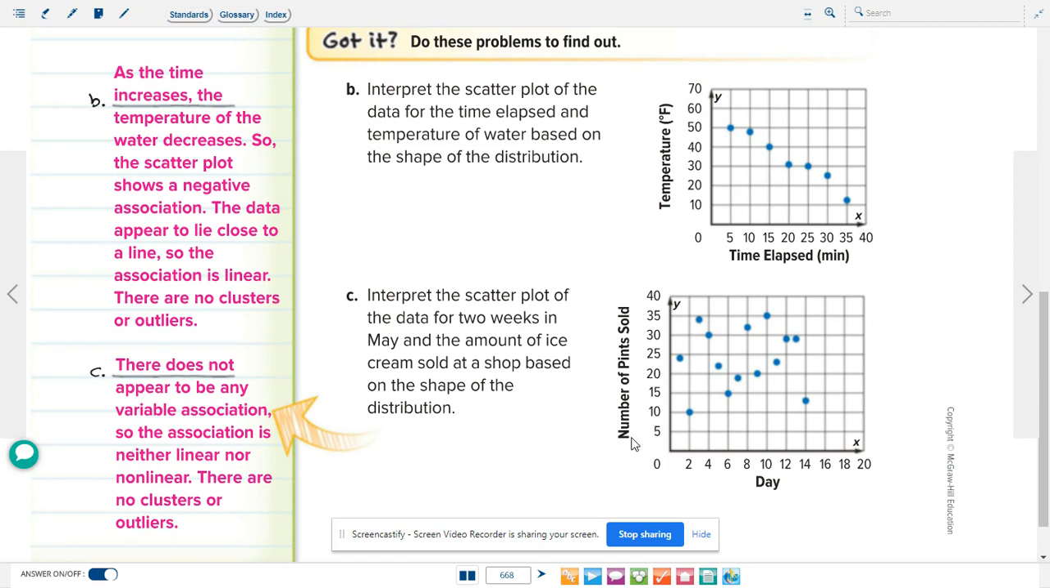Cool. And then here we're looking at: does the number of the day of the month, or in this 2-week period, does that affect the number of pints sold of ice cream? And it looks like it's kind of just spread out randomly. So there does not appear to be any variable association. So the association is neither linear or nonlinear. There are no clusters or outliers. All right, there we have it.